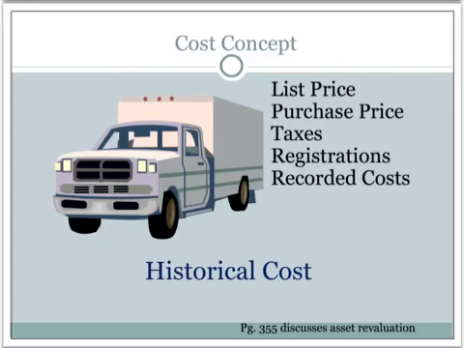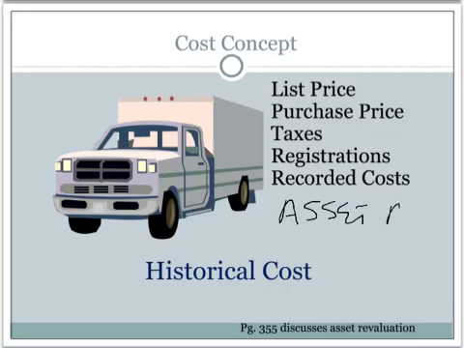Here again, we're looking at the cost concept, the historical cost principle. What does that mean? If our company purchases this van right here, we have some items that come with this van. We could look at a list price, a purchase price. There are some taxes involved, registrations, recording cost. Which of these items would be included in our asset account?